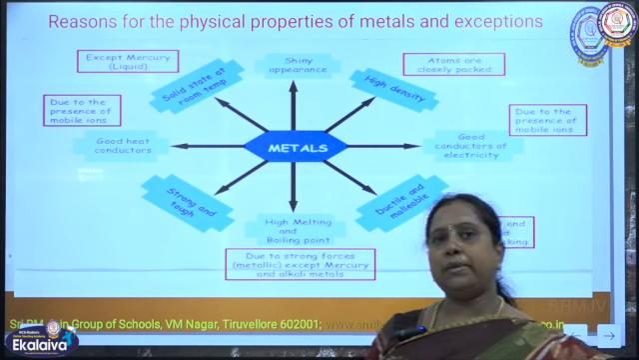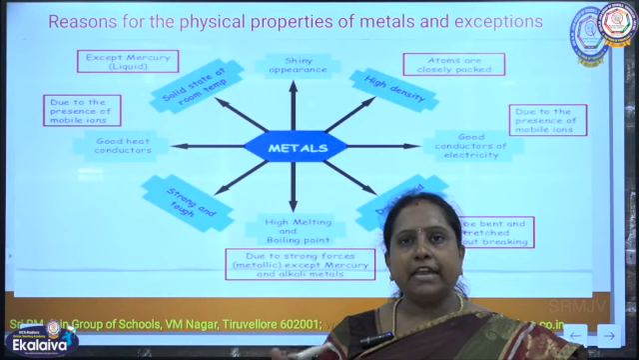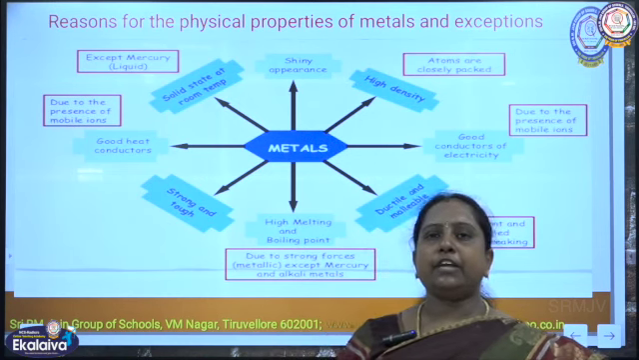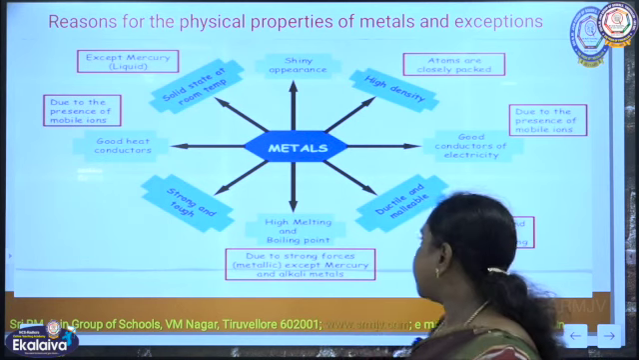Normally metals will be having free electrons on the surface. So, the free electrons will be moving around. Due to the presence of the free electrons only, they are able to conduct electricity as well as heat.